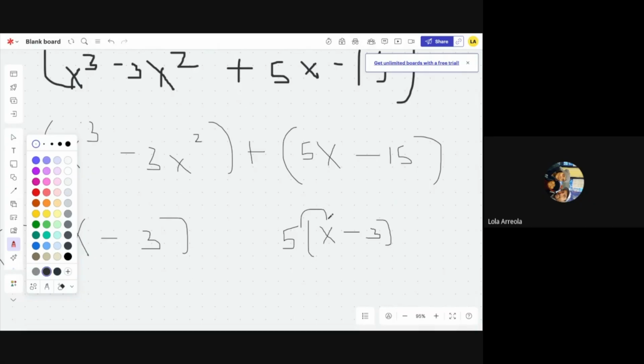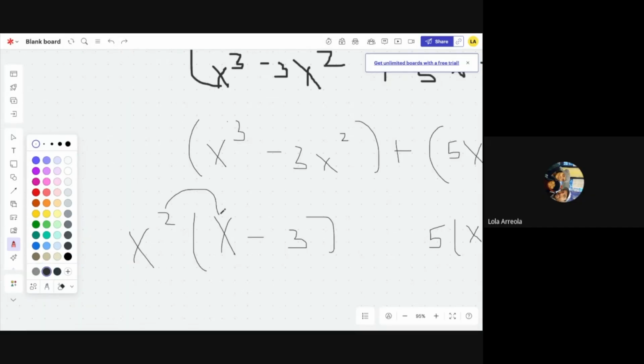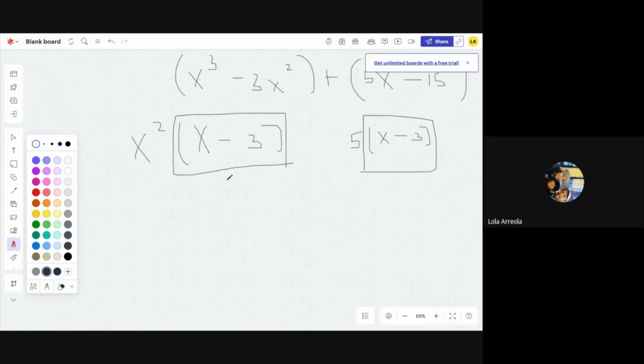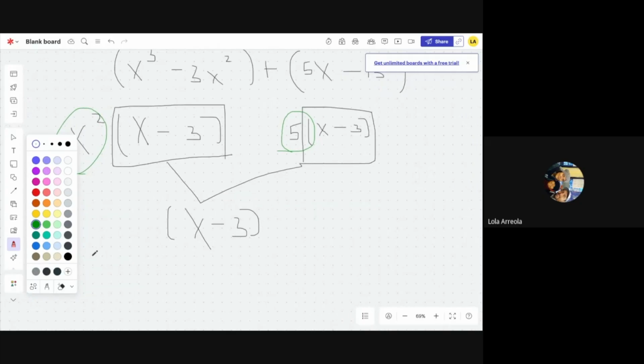And I can always double check. What's 5 times x? 5x. What's 5 times negative 3? Negative 15. Same thing over here. What's x squared times x? x cubed. What's x squared times negative 3? Negative 3x squared. So that's how I verify, okay? But the whole point of factoring by grouping is so that when you get to this step, you should see that both factors match and they both equal x minus 3. So you only have to write that once, the factor that they both share. And then the other factor is basically what is left over, x squared and 5. So I have x squared plus 5.